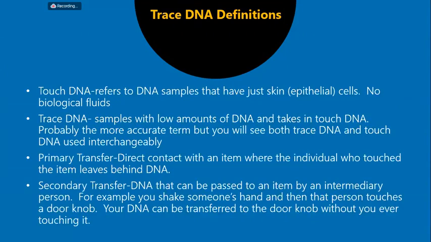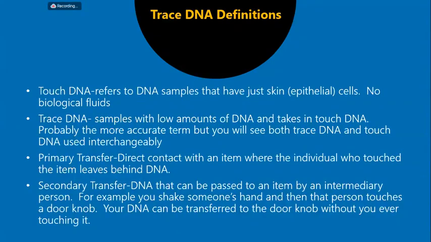So I'm going to go over a few definitions. Touch DNA can refer to DNA samples that just have skin or epithelial cells, meaning that there's no biological fluid. There's no blood, there's no seminal fluid. We're working with just epithelial cells that have been left behind by somebody touching something. Trace DNA are samples with low amounts of DNA, and they encompass touch DNA samples, which is why sometimes you'll hear touch DNA and trace DNA used interchangeably. Trace DNA is probably the more accurate term because it takes in all of it, but that's kind of the difference there.